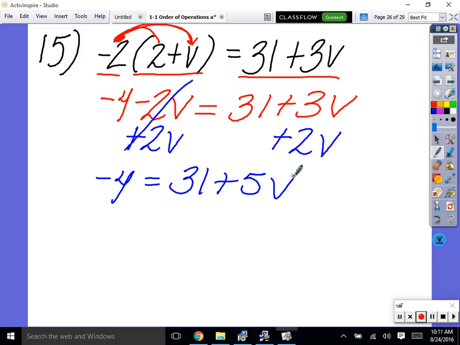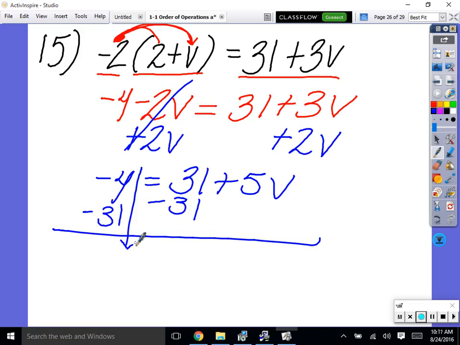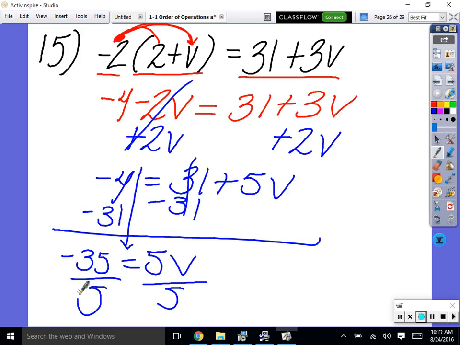Now we will get v alone. So isn't this positive 31? So we'll subtract 31 from both sides. Now right here, this adds up to be negative 35, right? And that's equal to, those add up to be 0, 5v. So now we'll divide both sides by 5. So we have v is equal to negative 7.